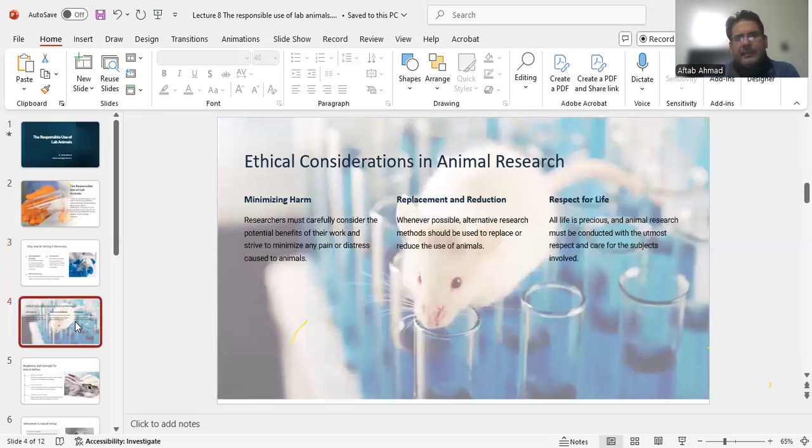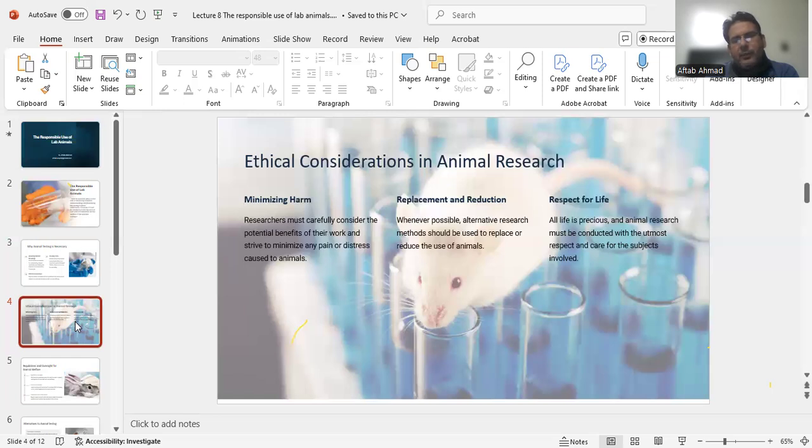So, what are the ethical considerations in animal research? One very important thing is that we have to minimize the harm. As the name indicates, there should be less and less harm to the animal. Research must carefully consider the potential benefit of the work and strive to minimize any pain or distress caused to the animal. This is very, very important now. Whatever study you are planning, we should try to cause minimal harm to the animal.